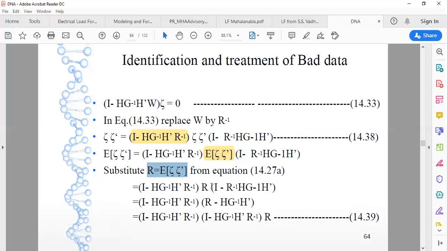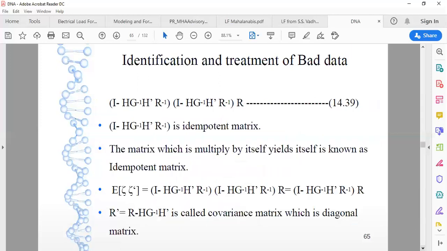So this is I multiplied by R; over here it should be R minus R inverse into R, that will be I, H G inverse into H transpose. Now if we want to take R out as a common factor, we will have two equal matrices multiplied by R, which is represented by equation 14.39. Now, this is our final equation which we have derived: I minus H G inverse H transpose into R inverse, once again multiplied with the same matrix into R.